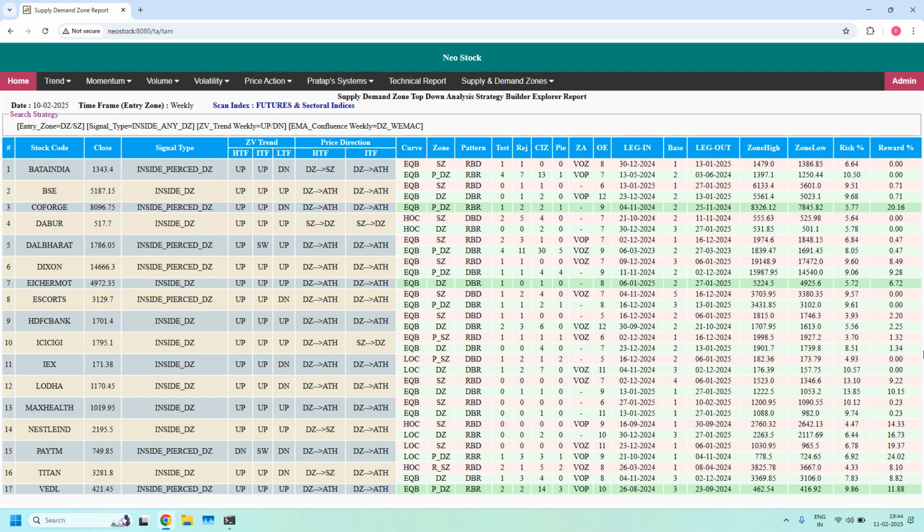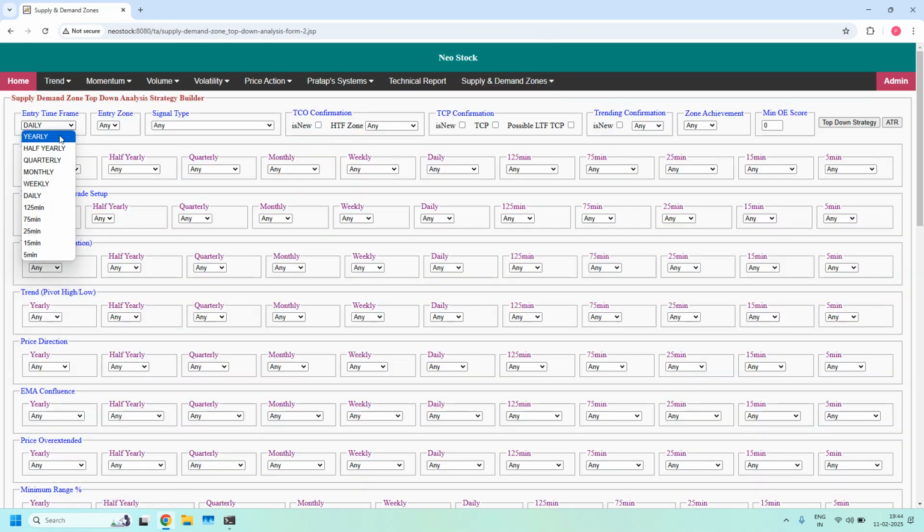Of course, in the remaining weekly demand zones, high liquidity zones might also be there. Probably they might be having strong institutional order flows. But this is based on EMA Confluence. Okay, next, weekly time frame.